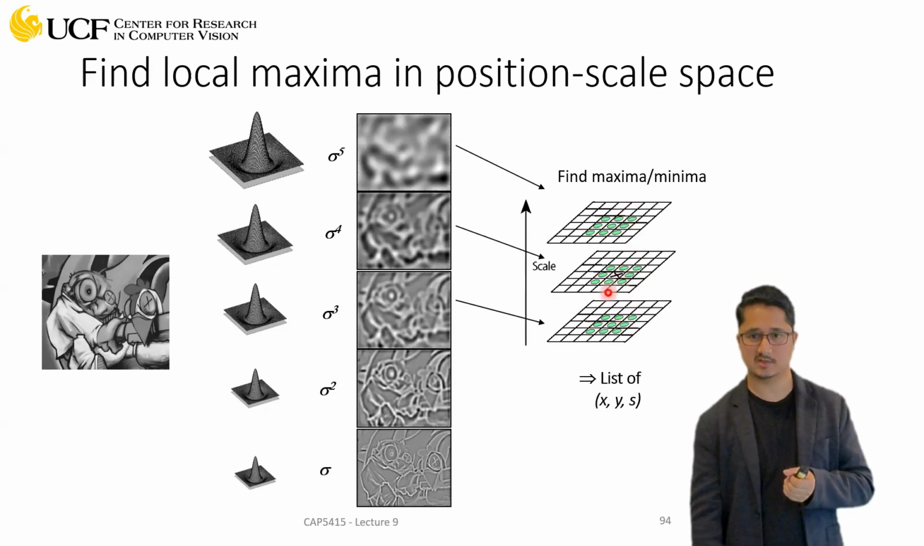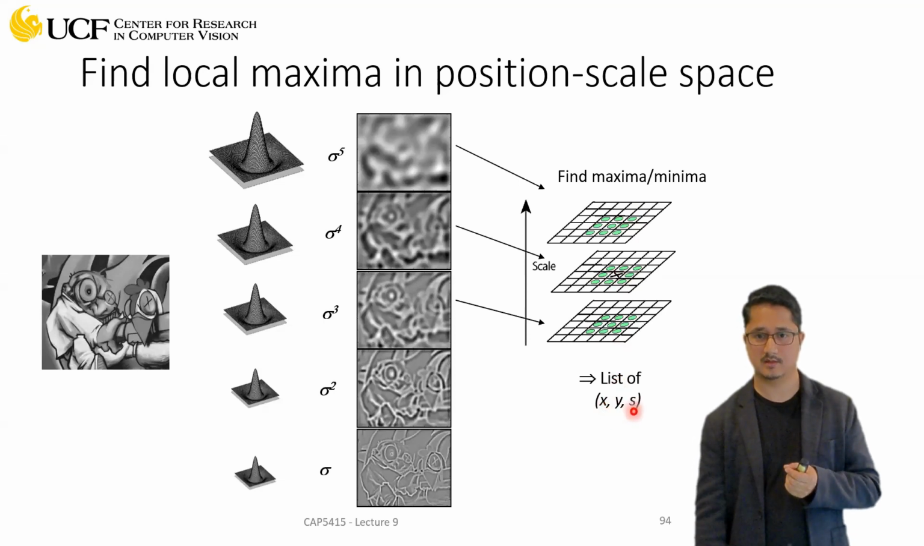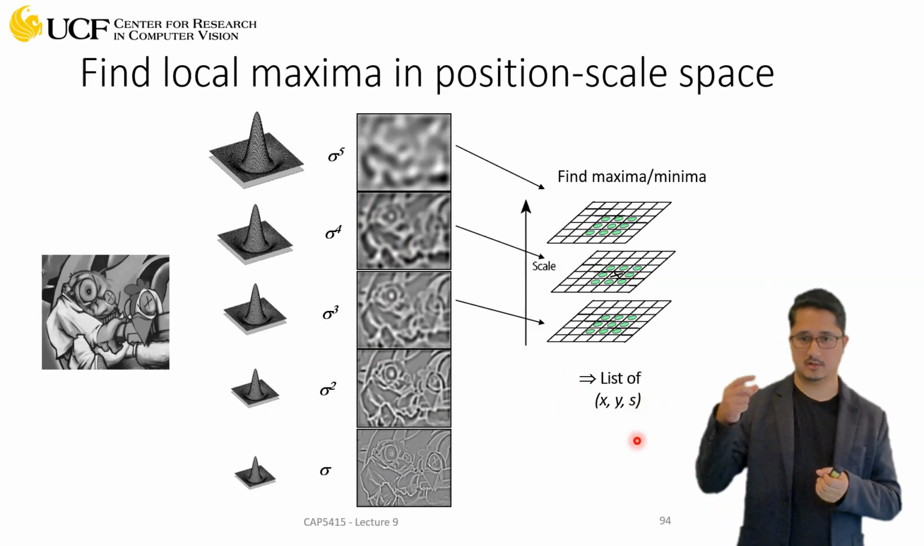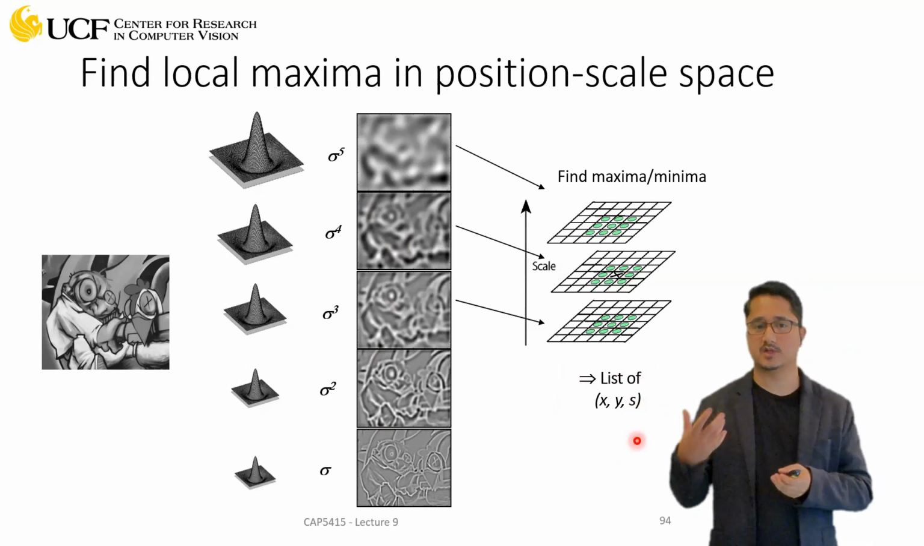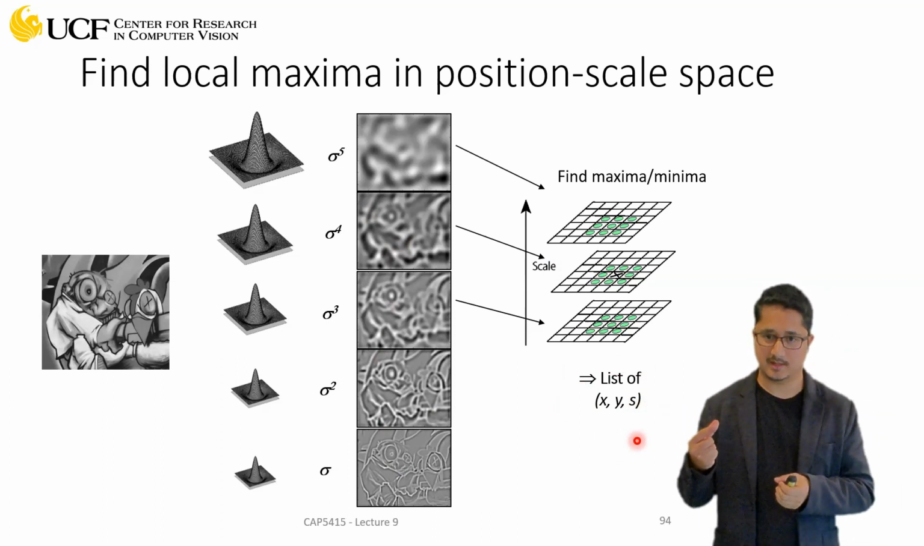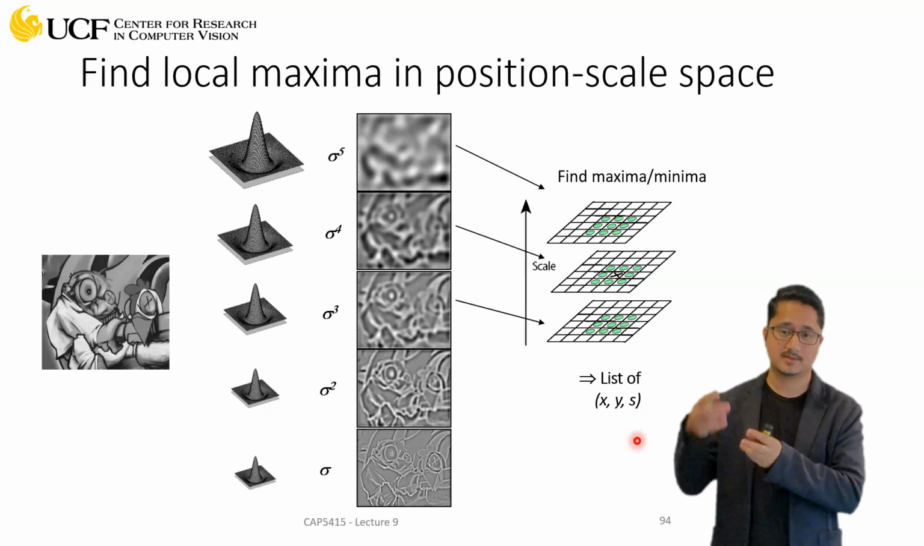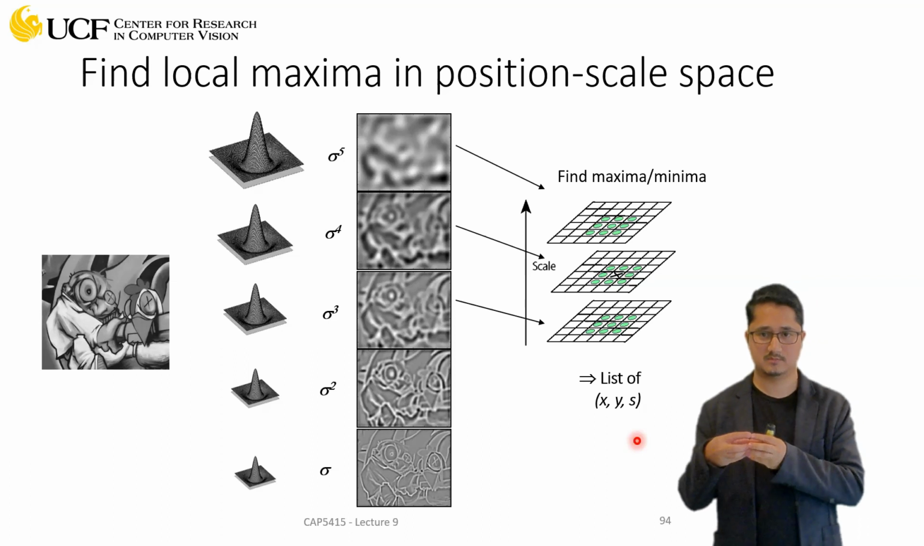you will store the XY location, and you will also store S. S corresponds to the scale. So if this is the 1st, 2nd, 3rd, 4th scale, you'll just say the scale is 4. This way you will detect the key points in your input image. And jointly, you are also saying that this is the key point, and this is the scale of this key point. All right.